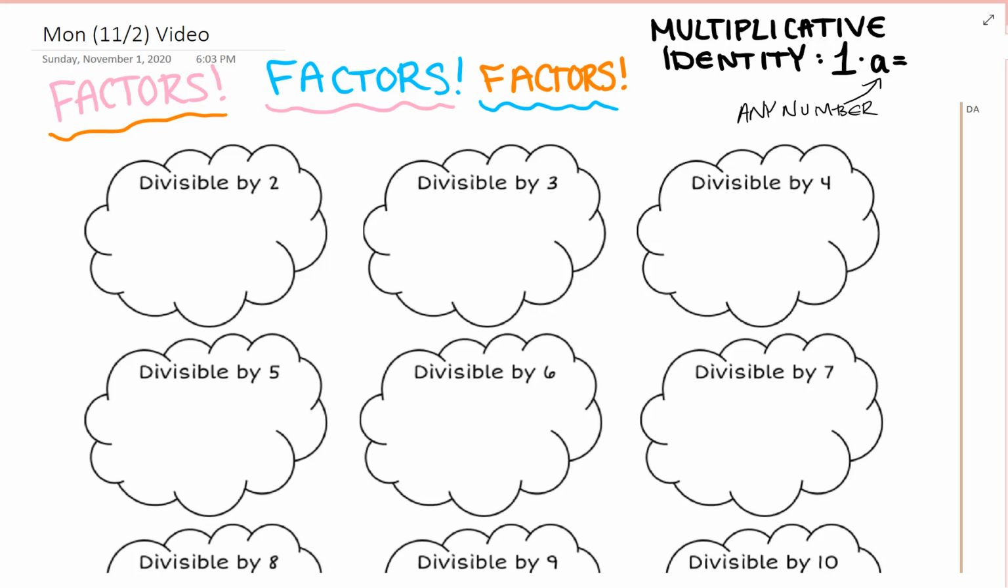Today we're going to dive into factoring. This is my favorite algebra topic. Factors, factors, factors. Let's talk about first divisibility.